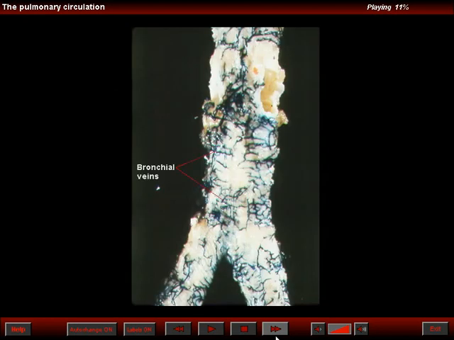Here we injected the bronchial veins. Note that they are small blue channels intimately related to the tracheobronchial tree.